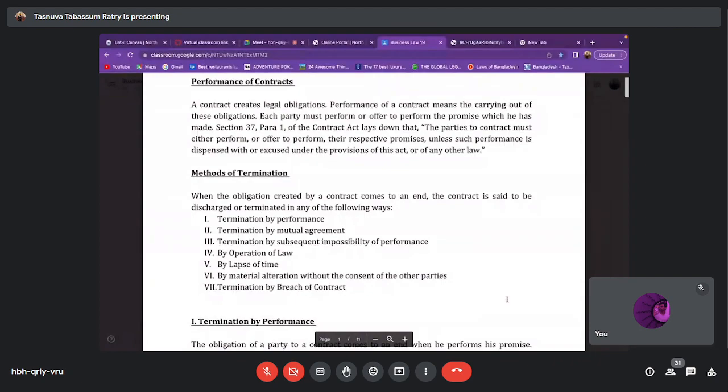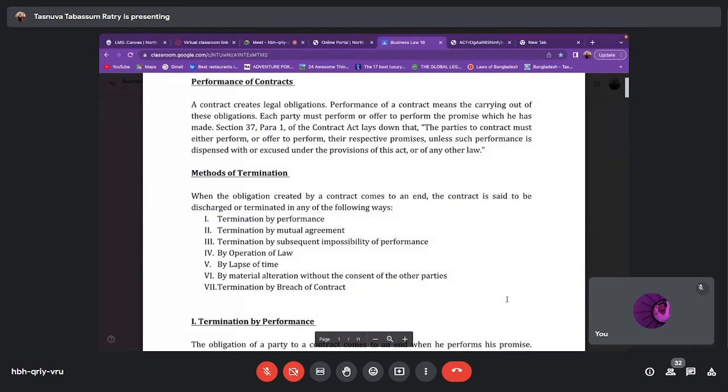Where the contract, when it is formed, is a fully valid contract. However, due to a subsequent event that arises after the contract is formed, it becomes impossible for the parties to perform. That is what we call termination by subsequent impossibility of performance.